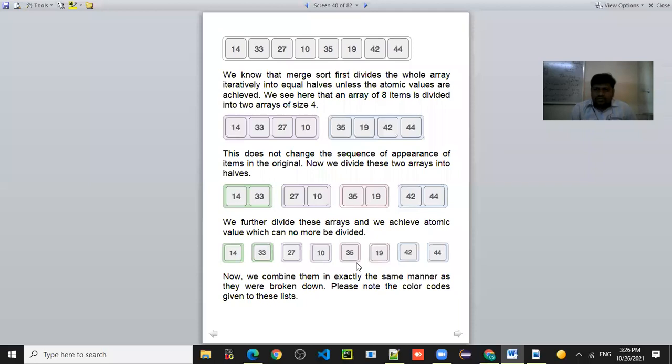Because there is an odd-even problem here, right? So this will be solved like this.